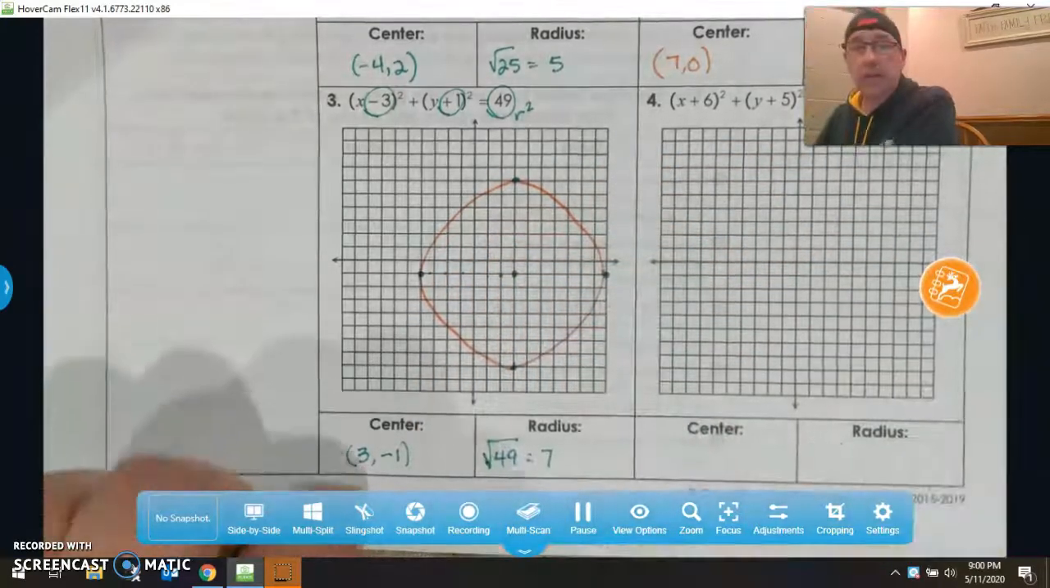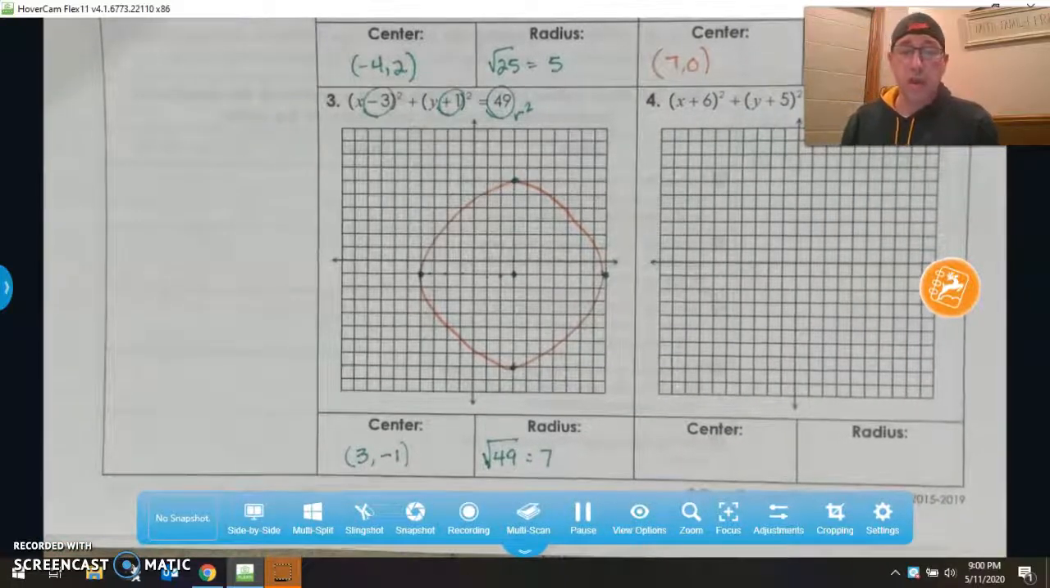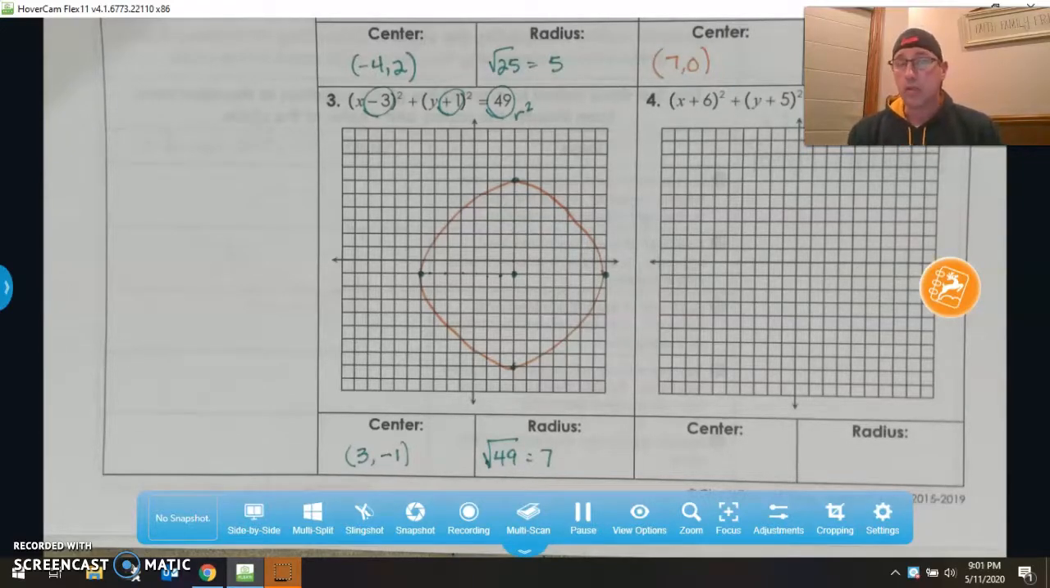That definitely does not look like a circle. It looks like a rounded square. But again, that's pretty much it. You just have to remember to use the opposite number of whatever's in the parentheses, and that will move your circle to the right or to the left, up or down. It's the same thing with polynomials. It's going to be the opposite. You're going to move the opposite.